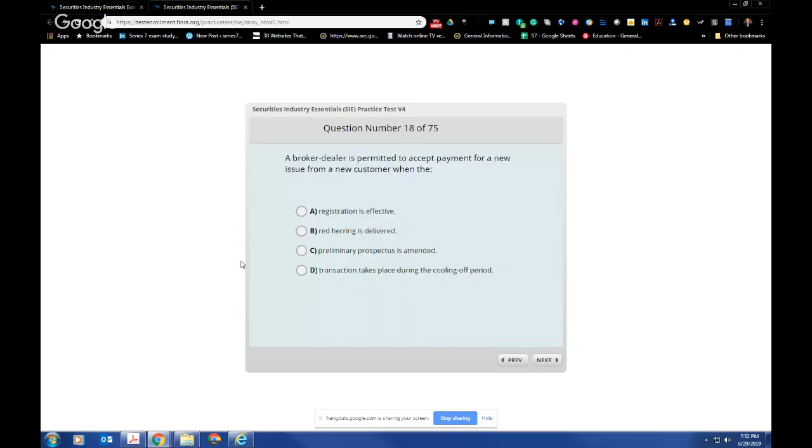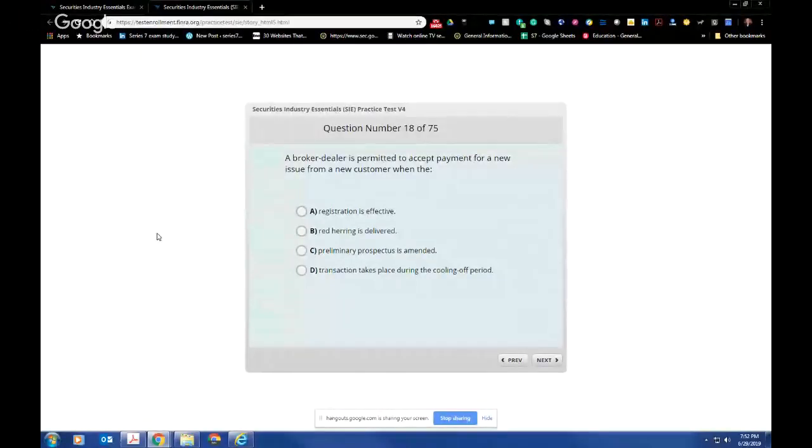That's misleading. A broker-dealer is permitted to accept payments for a new issue from a customer when, okay, you can't prior to the effective date. That's a 20-day review. You can take indications of interest, issue a red herring, which is another word for preliminary prospectus, registered in the States, and take indications of interest. So the only time you can take an order or money is after it's effective. Boom. So that's A.